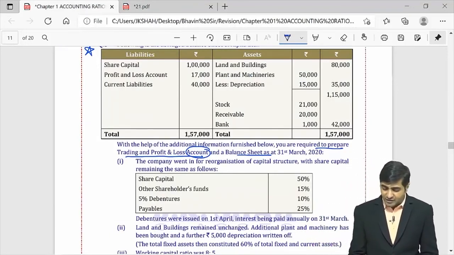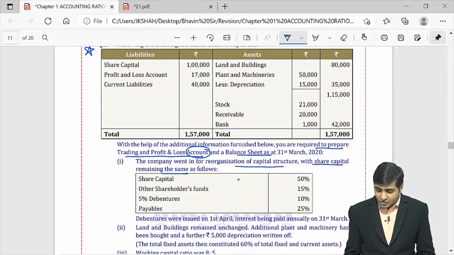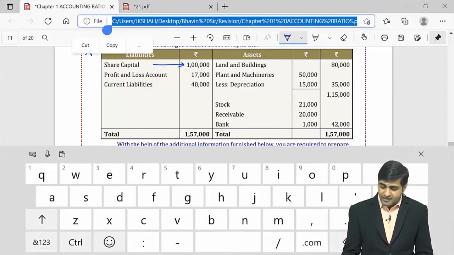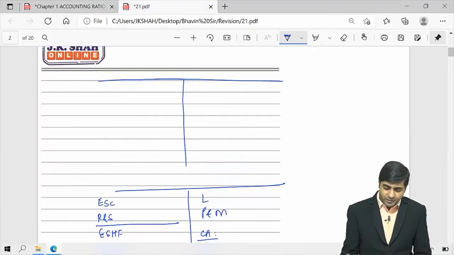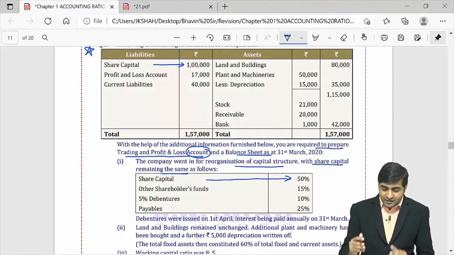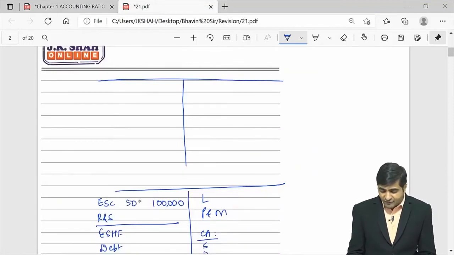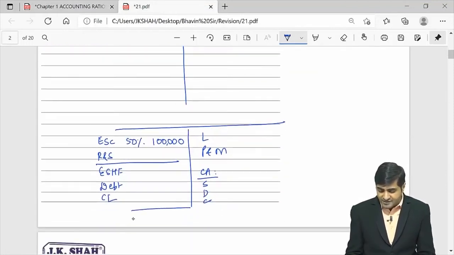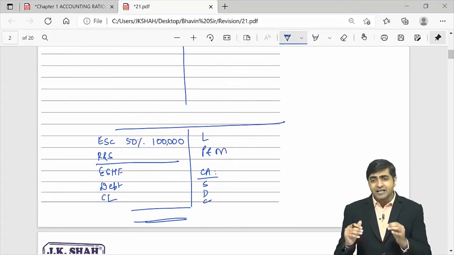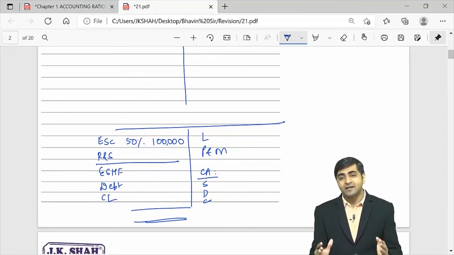Now, as you can check in this particular question, they have told you that the company went into reorganization with share capital remaining the same. So we know that the share capital is going to remain the same. This share capital is nothing but your 1 lakh rupees. So we can first start with share capital of 1 lakh rupees. And guys, what is the component? Share capital is 50% of the total liability side, which means that immediately in the first step itself, you know the total of your liabilities.